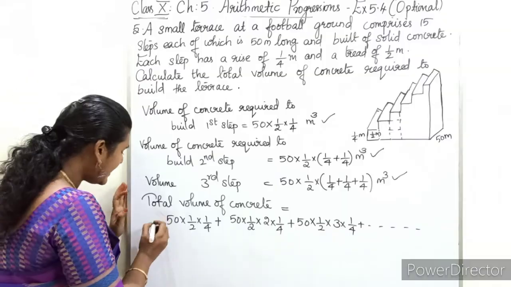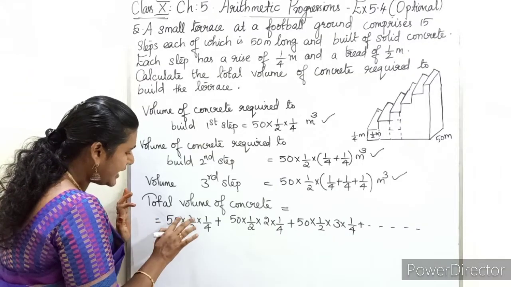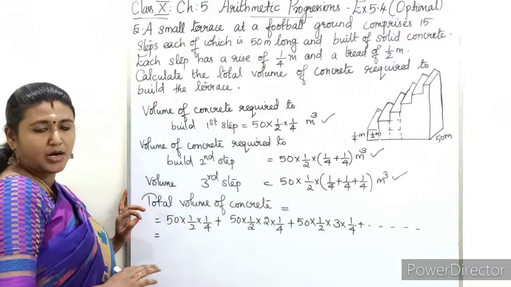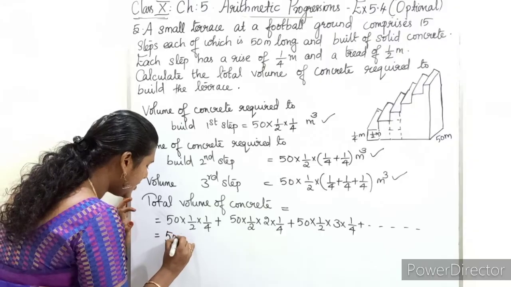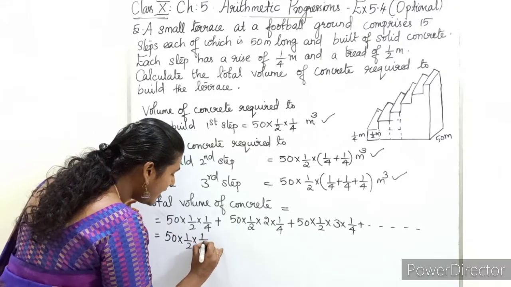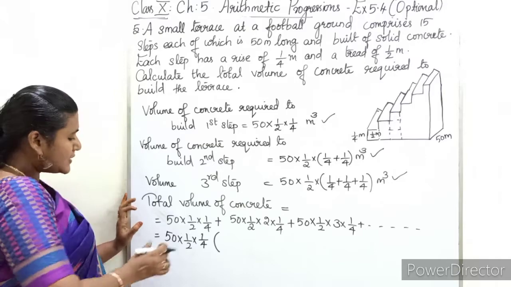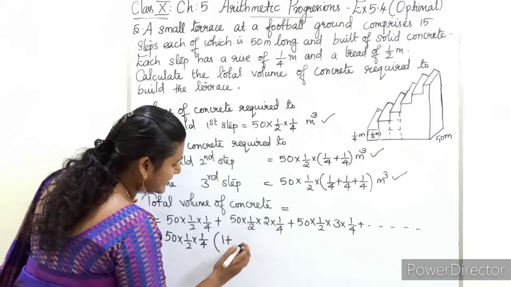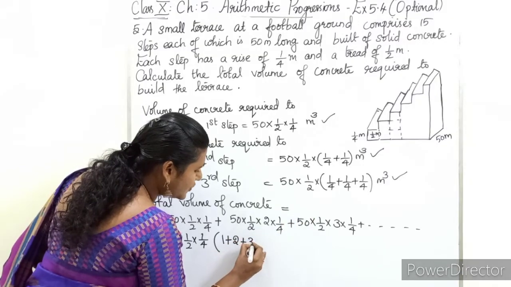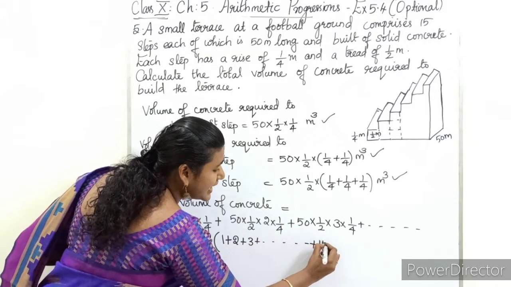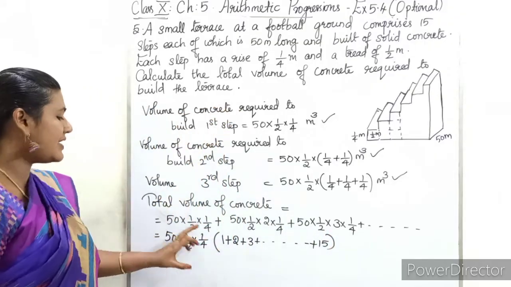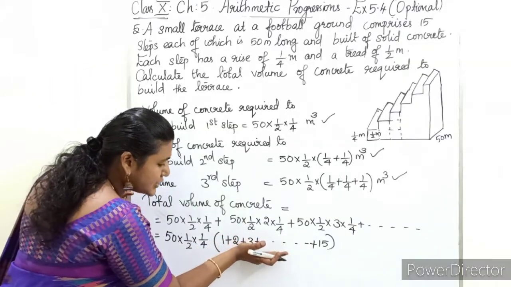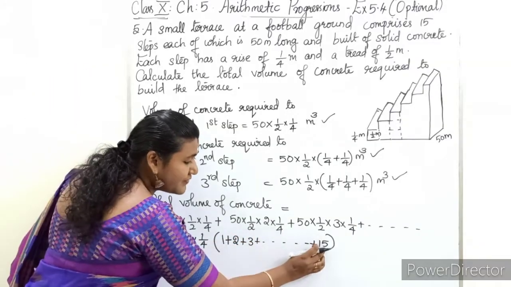For finding the sum, 50 into 1 by 2 into 1 by 4 is common in all the terms, so we can take it common outside. What is remaining in the first term? 1. In the second term? 2. For the third term 3, like this up to 15. Since we have 15 steps, we get 1 plus 2 plus 3 plus etc. up to 15.